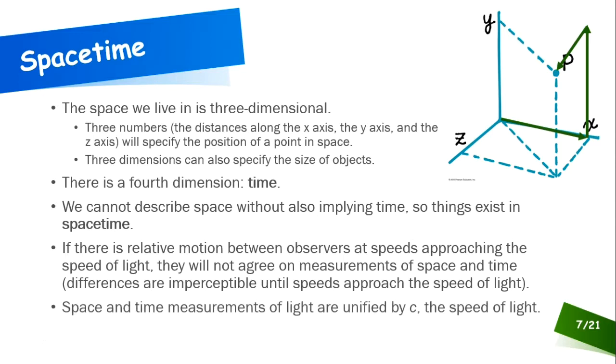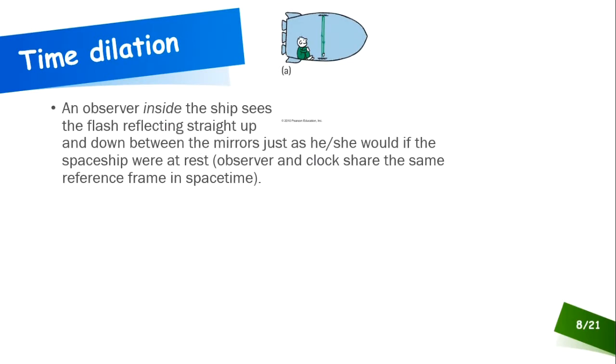So the thing that unites everything is the speed of light. Because again, remember, the speed of light is constant regardless of your frame of reference. And so that's the thing that connects the differences between moving objects from different frames of reference. This brings us to the concept of time dilation.